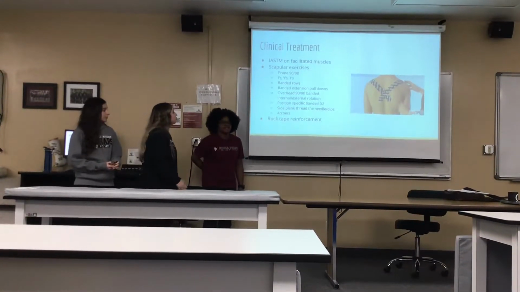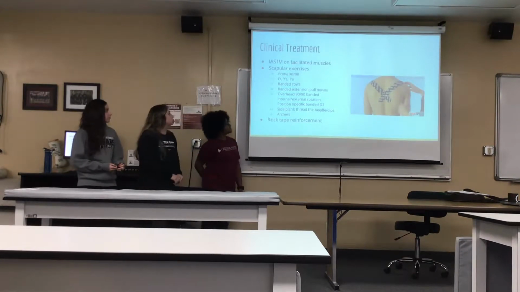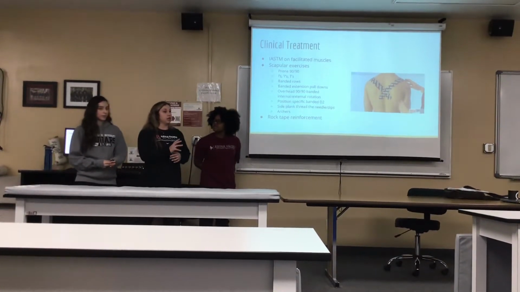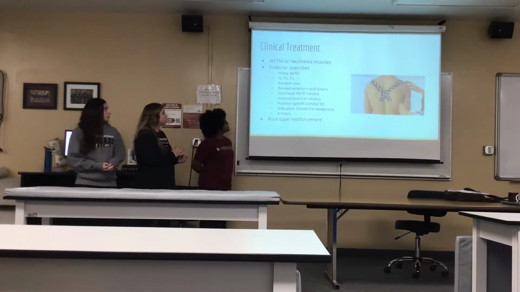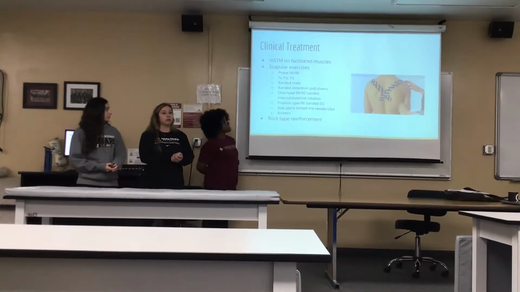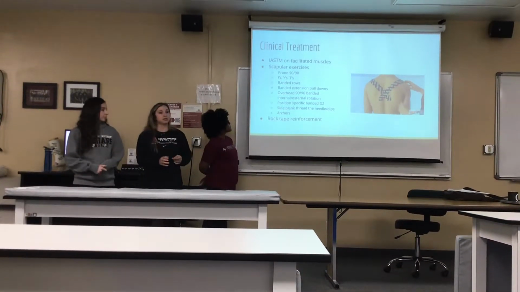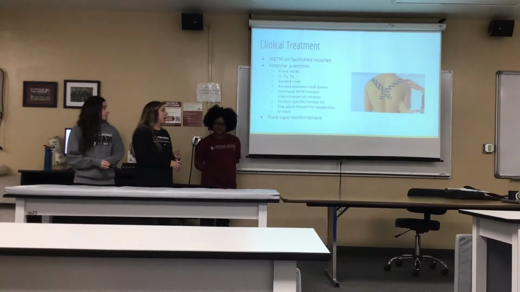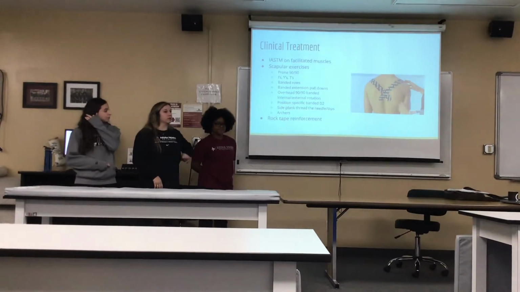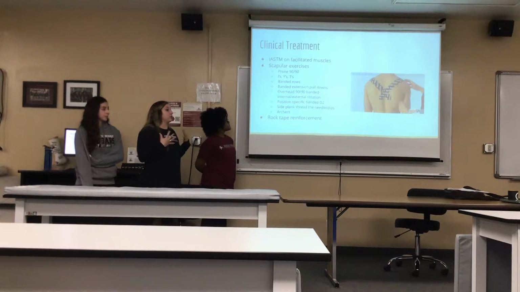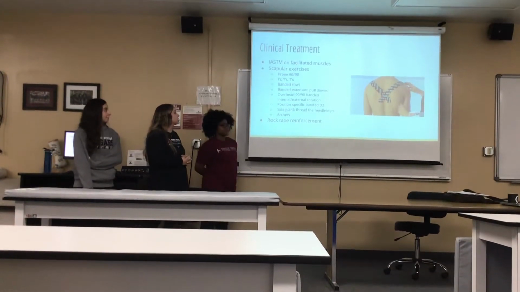So this is the clinical treatment that we think should be used with shoulder impingement. We want to use instrument-assisted soft tissue mobilization, using a Rock Blade or Hawk tools or anything like that, on the facilitated muscles. Those are like the upper trap, and we've worked into the lats a little bit. We want to release those so we give that scap the ability to get into the correct positioning.